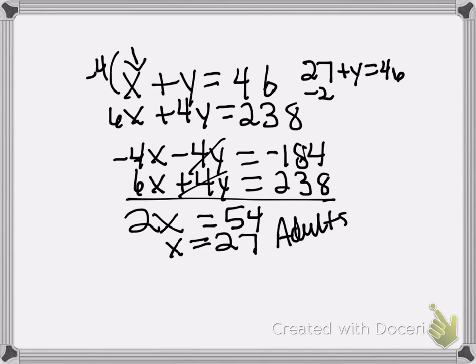And then subtract 27 from each side. So Y is equal to 46 minus 27, which is 19. So it looks like there are 27 adults and 19 students. Okay, so that's how you set up a how many, how much.